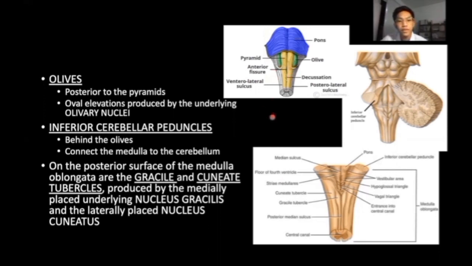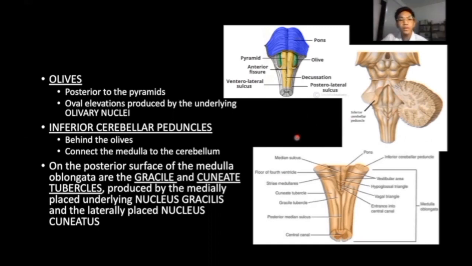Also, we have the inferior cerebellar peduncles. We have three peduncles, but we will discuss that in the cerebellum part. The inferior cerebellar peduncles are located behind the olives. This connects the medulla to the cerebellum. Here we have the picture of an inferior cerebellar peduncle on the right, in the middle part. The inferior cerebellar peduncle, as we said, connects the medulla to the cerebellum.